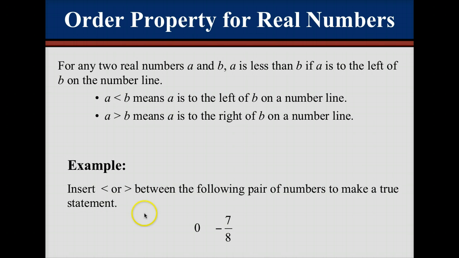For example, we're to insert an inequality symbol between a 0 and a negative 7/8 to make the statement true. So we have to figure out which one of these is smaller, 0 or negative 7/8. Why negative 7/8? Of course, it falls to the left, so it points to the smaller number. So 0 is greater than negative 7/8.